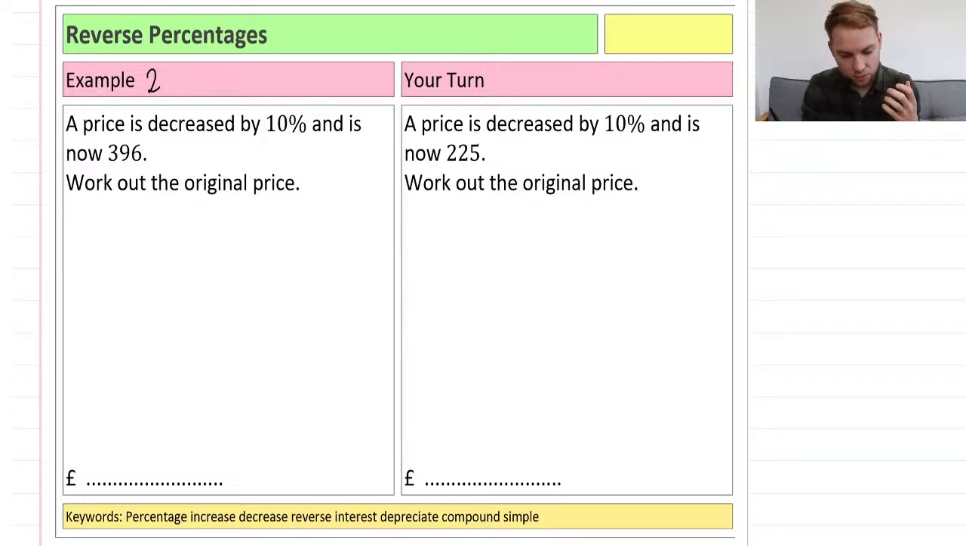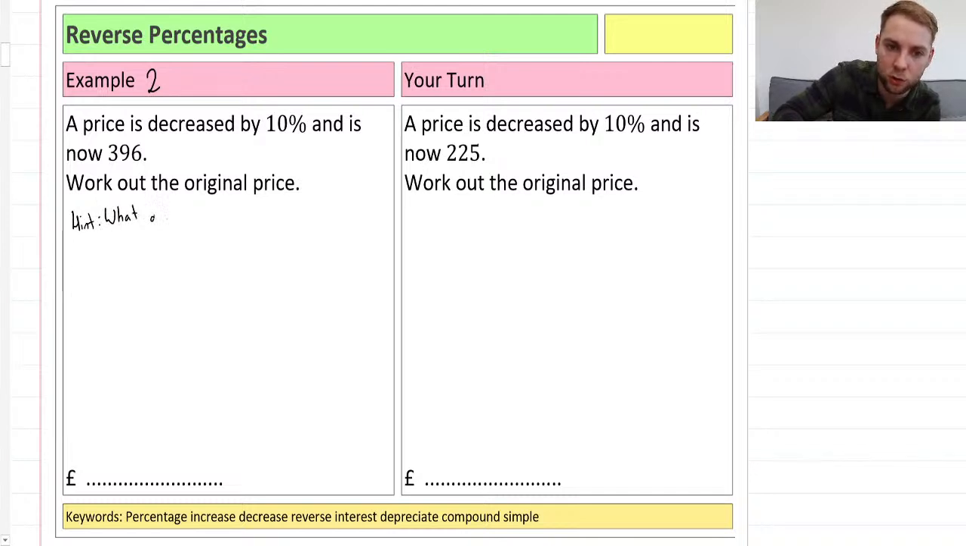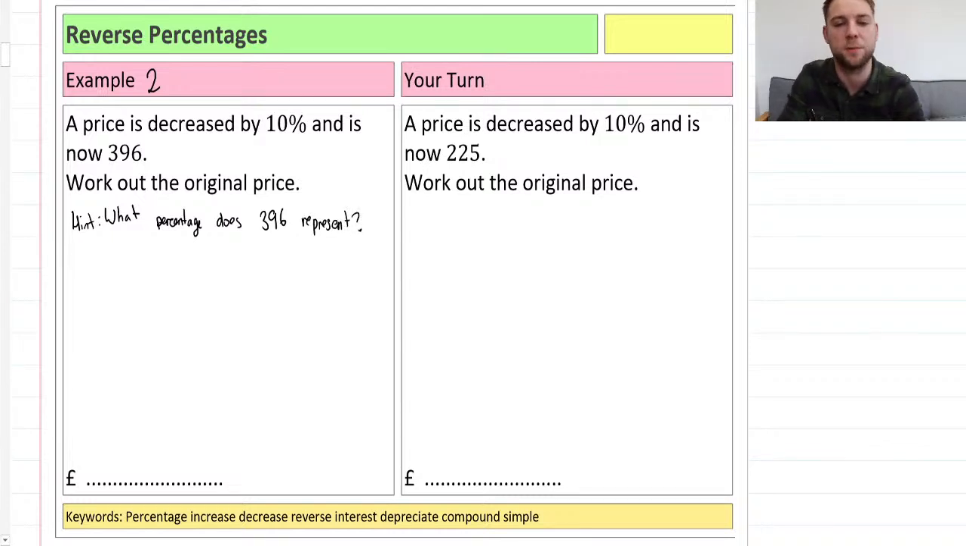So the question you've got to ask yourself is, and I'm going to write this down as a little hint, what percentage does 396 represent? What percentage does 396 represent?